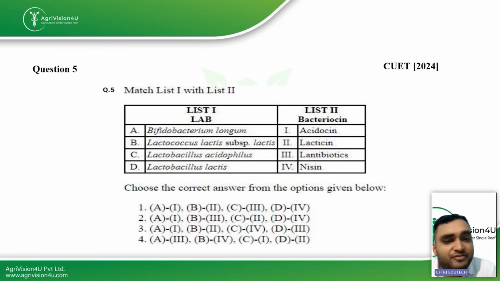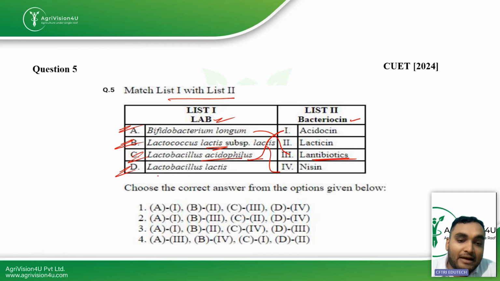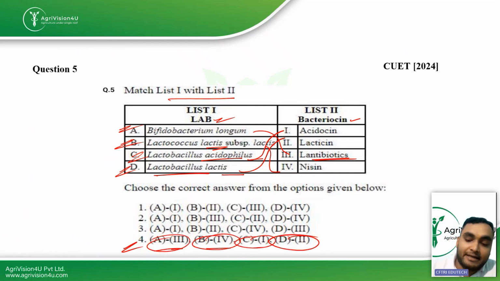Then coming to the fifth question we have: match the following list. We have to match the name of the bacteria with the bacteriocin. Bifidobacterium longum consists of antibiotics. Then Lactococcus lactis comes to nisin. Then Lactobacillus acidophilus comes to acidocin. And then Lactobacillus lactis comes to lacticin. So your fourth answer is the right option for this question, that is A third, B fourth, C first, and D second.